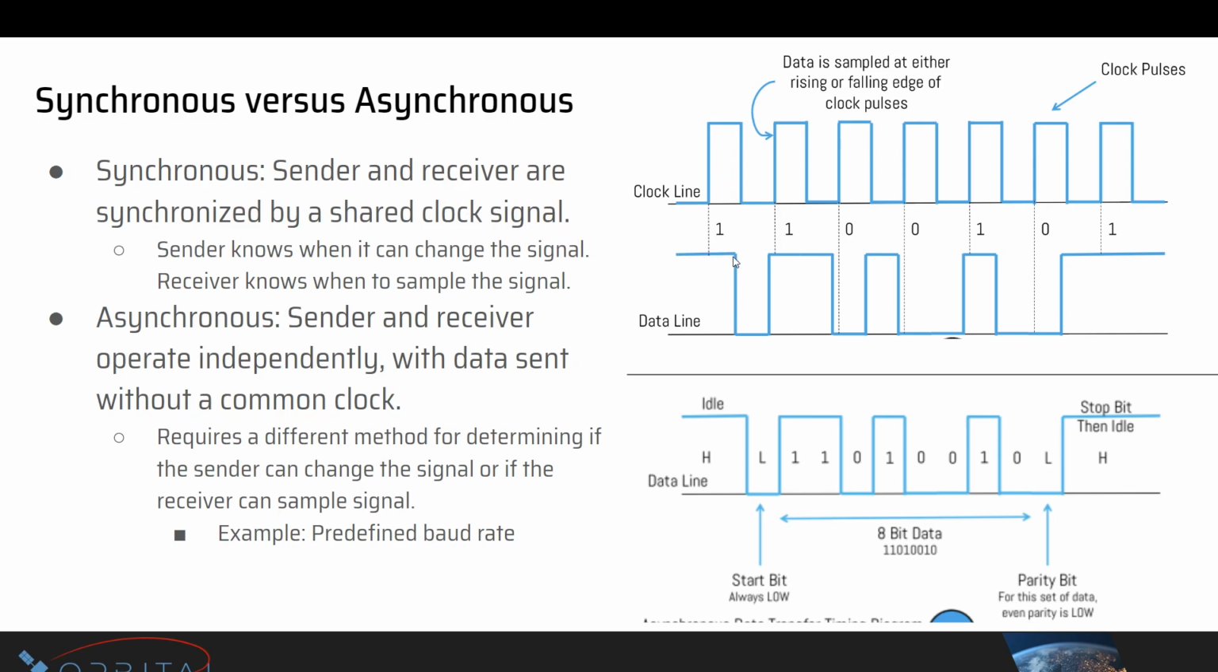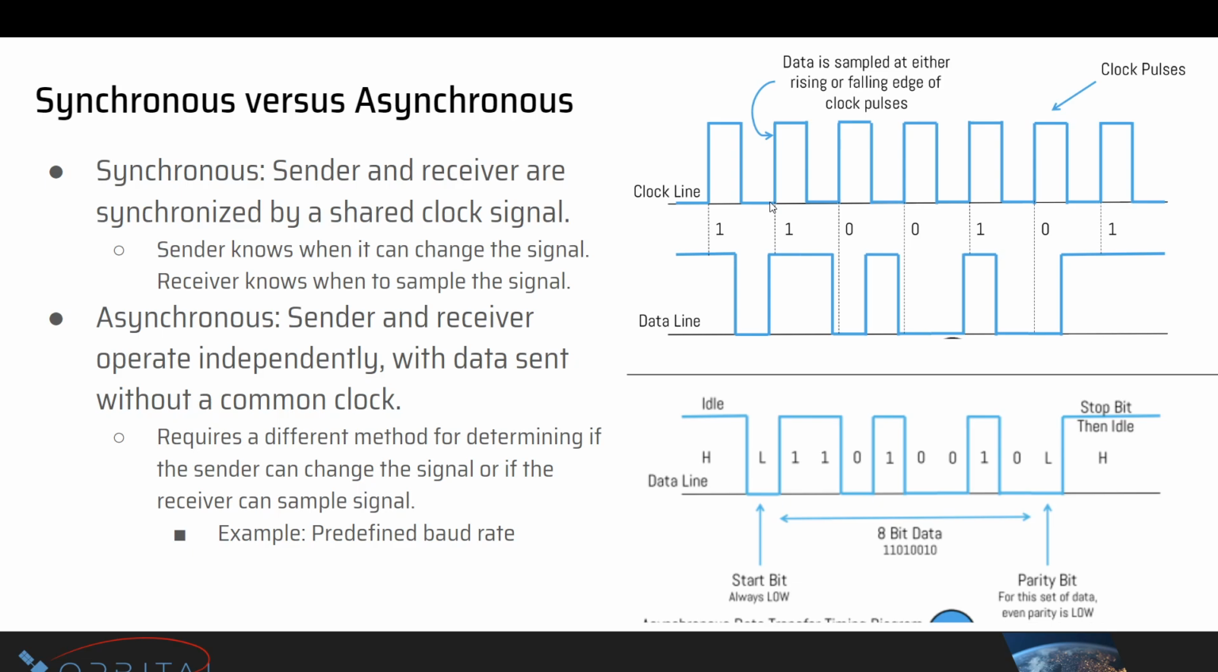So at one edge of the clock. So edge is basically when the clock, oh, this is the clock, right? When the clock changes from 0 to 1 or vice versa, it basically just changes this binary state. That's an edge. So the sender would know on which edge it can change the signal, which is the data line, and the receiver knows on which edge to sample the signal.